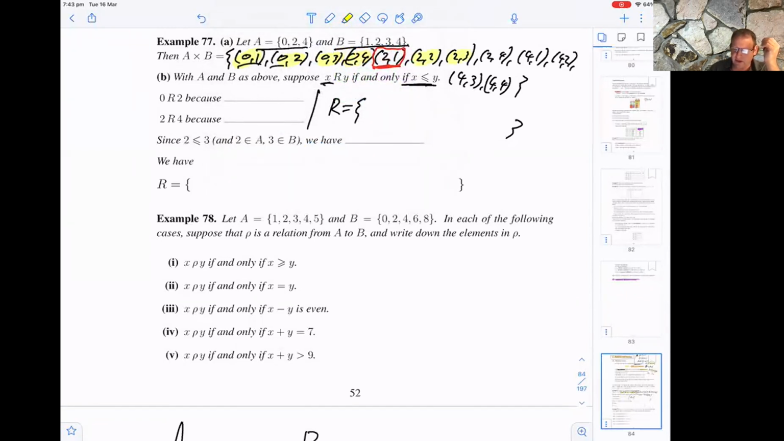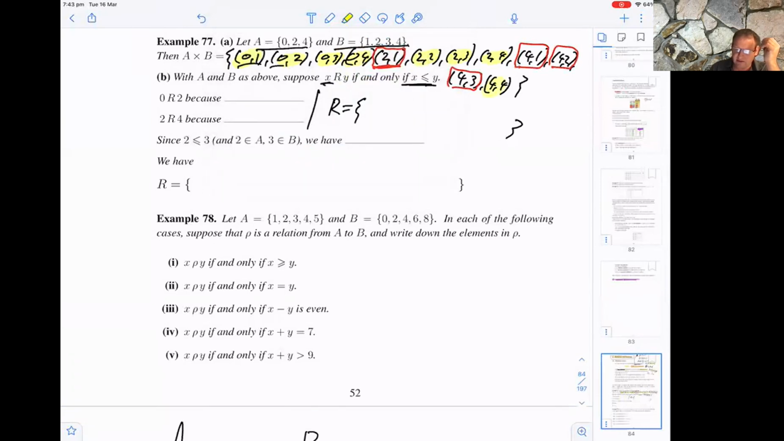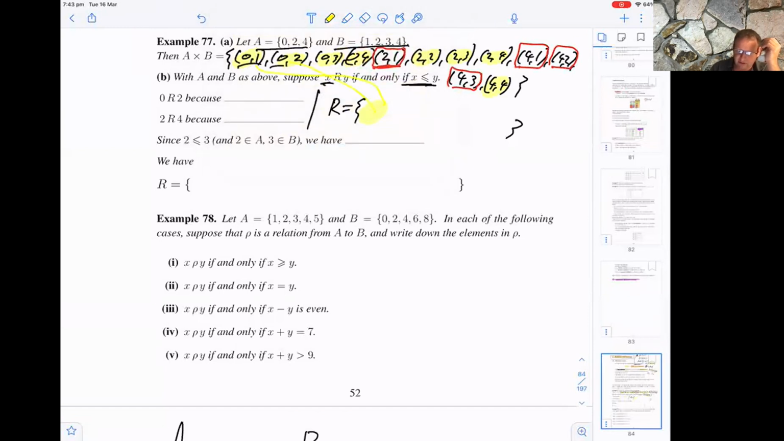X less than or equal to y, x less than or equal to y, x less than y. This guy not in the relation. This guy not in the relation. This guy not in the relation. And this guy in the relation. So the relation is all the yellow guys. I want to copy them just to save time, but they're all the yellow guys. These are the ones in the relation.